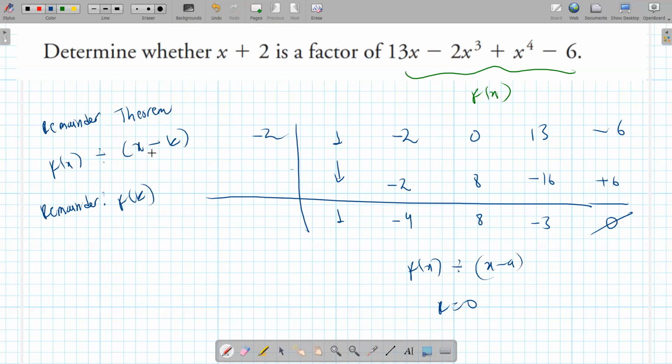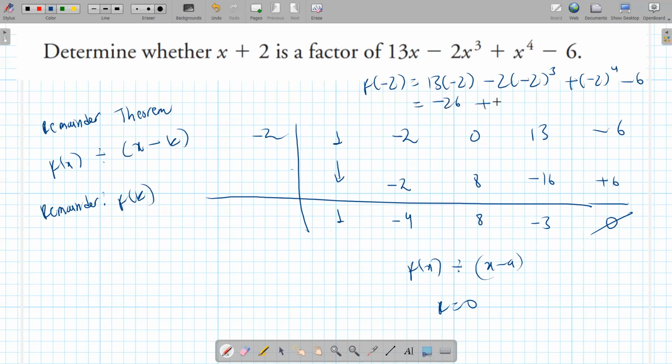Now, how does this work? We're dividing this by x minus k, so what's k? -2. So if this is f of x, we're just going to find f of -2, and it turns out that's going to give us 0. So f of -2 is 13 times -2 minus 2 times -2 cubed plus -2 times 4 minus 6. It's minus 26 plus 8 times 2, which is 16, plus 16 minus 6. So that's -32 plus 32, that's 0. There we go. So you don't even need to do long division in any way. You can just do this, and that'll give you the remainder.